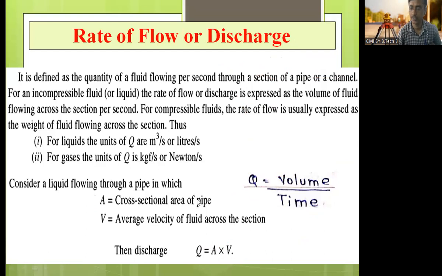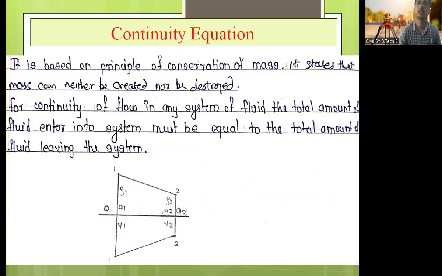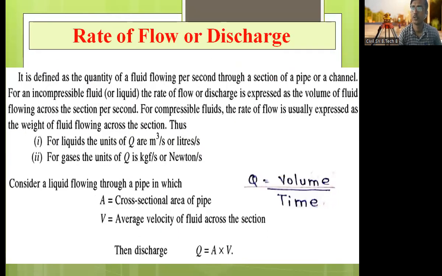You have also, you might have performed these kinds of practicals during your diploma. So it is quite simple how to measure this. Next point is continuity equation here. So you note down this formula, write down the title, rate of flow or discharge, and you can note down the definition. It is defined as the quantity of water or quantity of liquid or the fluid flowing per second or per unit time through a section of a pipe or channel.